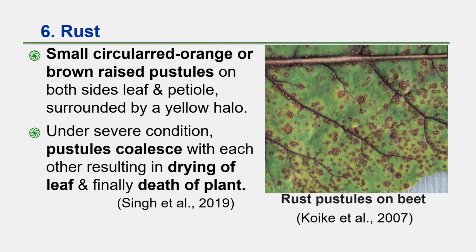Rust in this case is small circulated orange or brown raised pustules on both sides of the leaf and petiole, surrounded by a yellow halo. So, you can see the pustules are there and they are surrounded by yellow halo. Under severe condition, pustules coalesce with each other, resulting in drying of leaf and finally death of plant. So, here in advanced stage, complete drying of leaf can happen and this will lead to severe loss in yield.